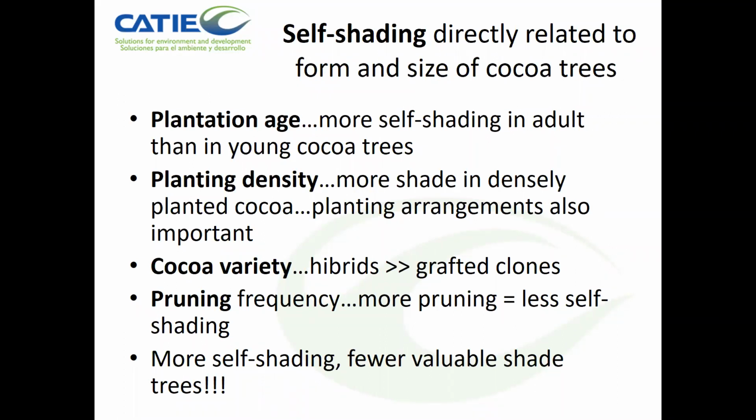The pruning system, the spacing, the variety, the planting pattern, whether you plant square or this triangular planting, how much you can pack. The packing or the density management of the tree really influences directly self-shading, and this has bearing on the shade canopy itself. So very important to look at the self-shading.